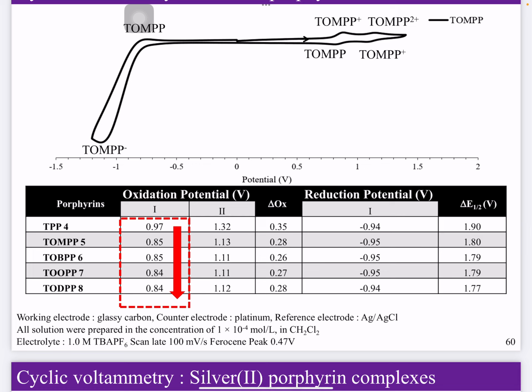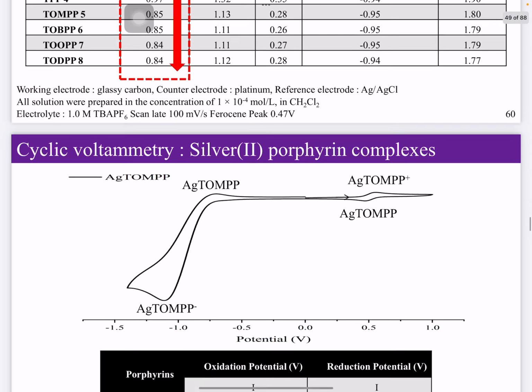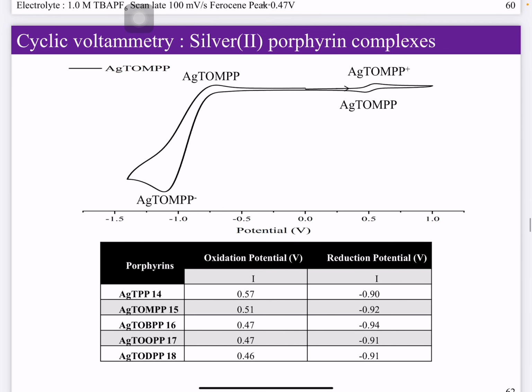The cyclic voltammetry for the free base porphyrins is shown in the table, with the first oxidation potential ranging from 0.84 to 0.79. The greater number of carbons in the free base ligand results in a lower first oxidation potential. However, when we replace the center with silver, the first oxidation potential becomes very low compared with the previous free base porphyrin, 0.8.